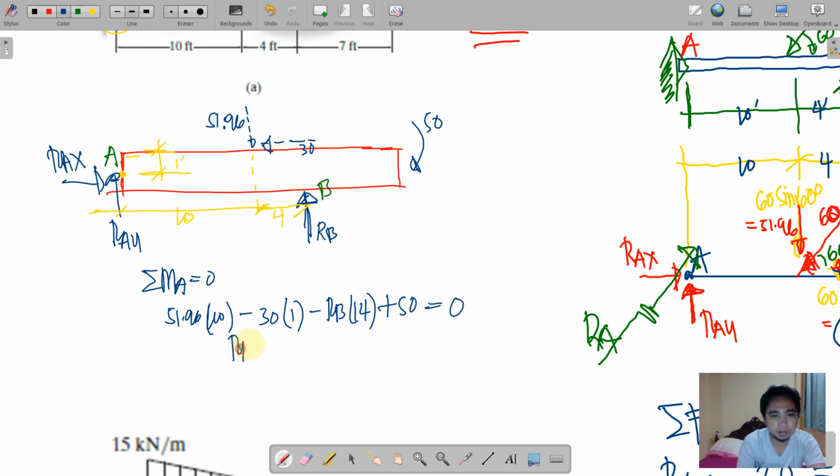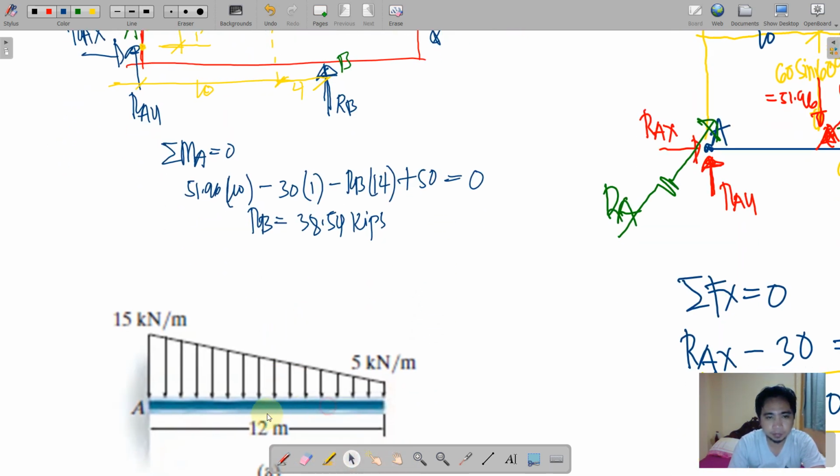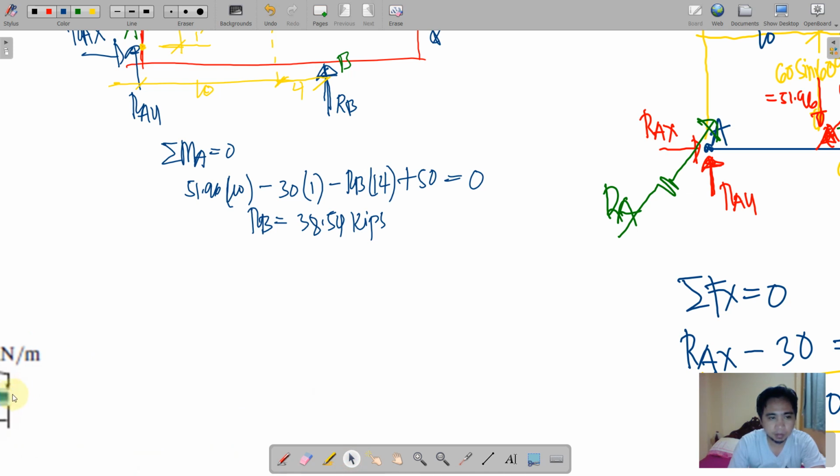So, therefore, RB here could be now derived 51.96 times 10 minus 30 plus 50 divided by 14. We have 38.54 kips. So next, perhaps we can pagilid muna natin yan.